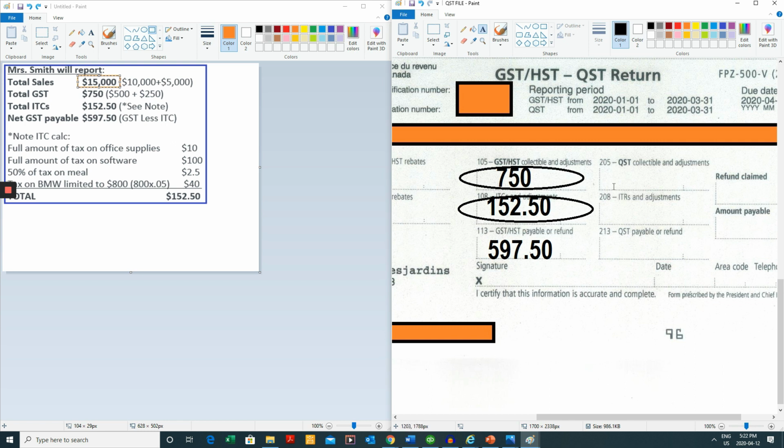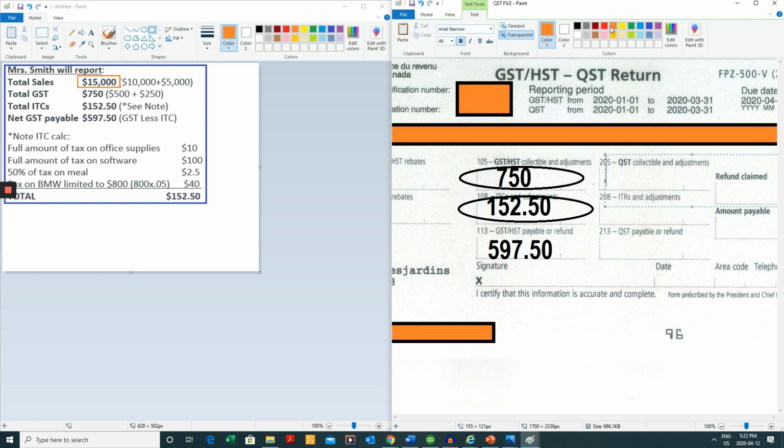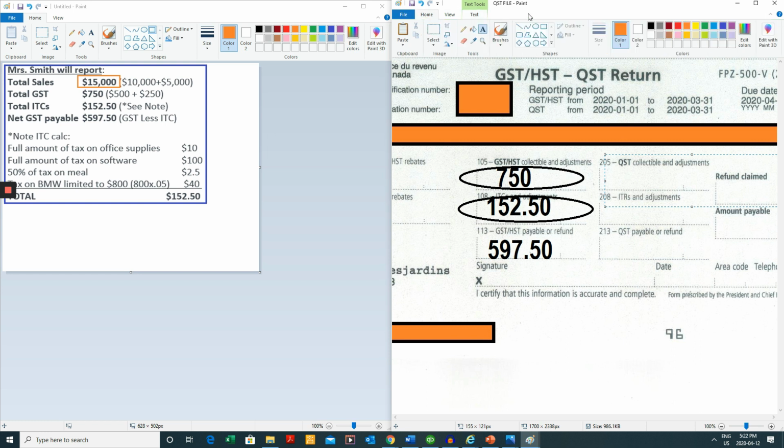Now this information wouldn't be filled because in our example with Ms. Smith, we didn't have any QST, but if we did, this section here would be completed, and it will work in the same way as the information we completed in here, where we would report the QST that we collected, the ITRs, which is basically the equivalent of ITCs at a provincial level, and the net amount for QST.